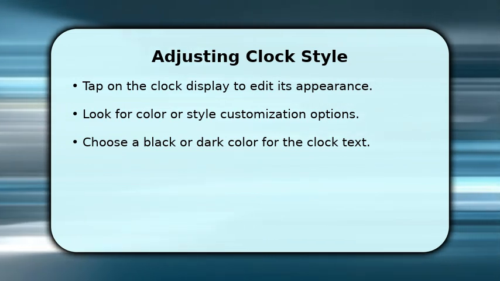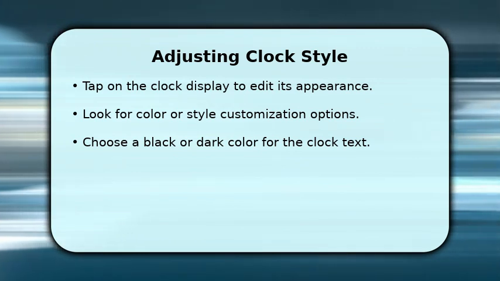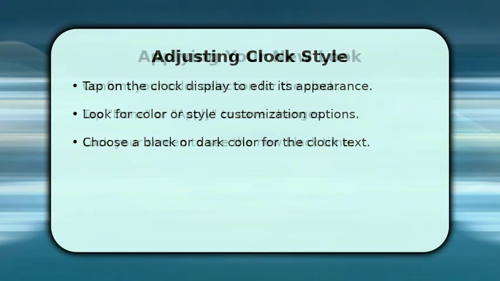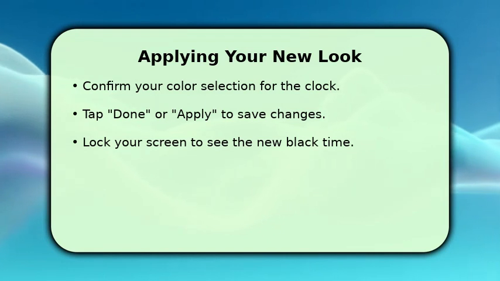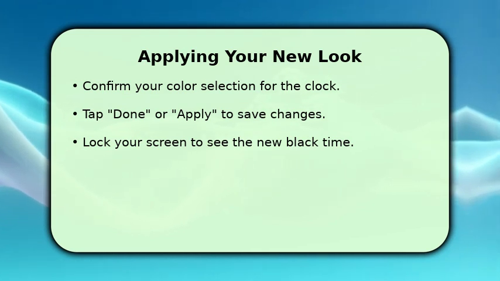You'll then need to look for specific color or style customization options. Many devices offer a palette or a list of preset styles. Finally, select a black or a very dark color for the clock text to achieve the desired effect. After choosing your preferred black or dark color for the clock, it's crucial to confirm your selection. Make sure the change is registered before moving on.